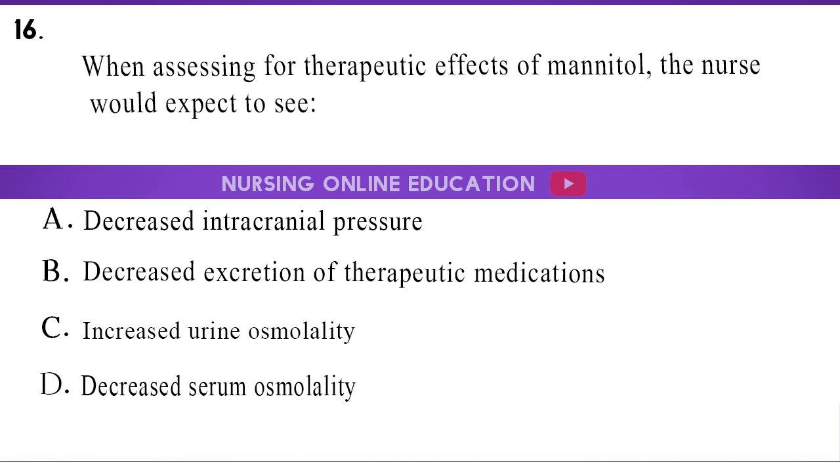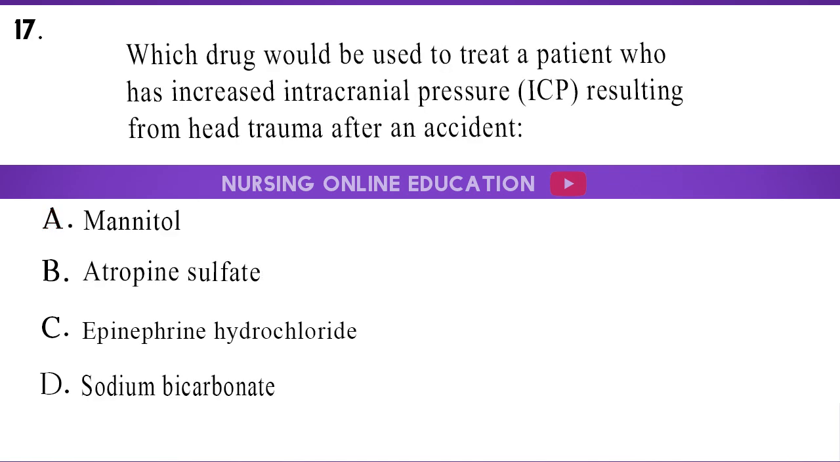16. When assessing for therapeutic effects of mannitol, the nurse would expect to see A. decreased intracranial pressure, B. decreased excretion of therapeutic medications, C. increased urine osmolality, D. decreased serum osmolality. The answer is option A, decreased intracranial pressure.